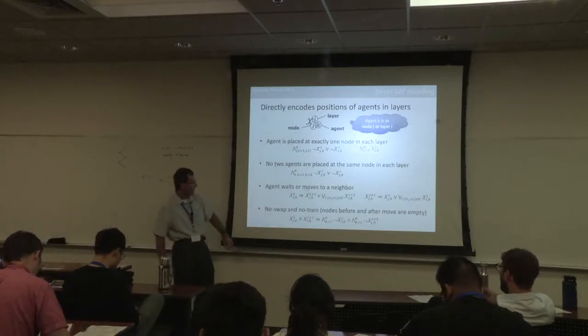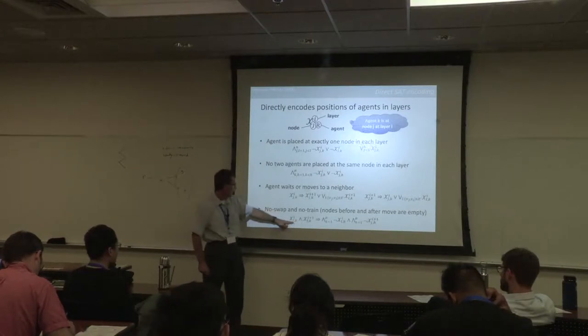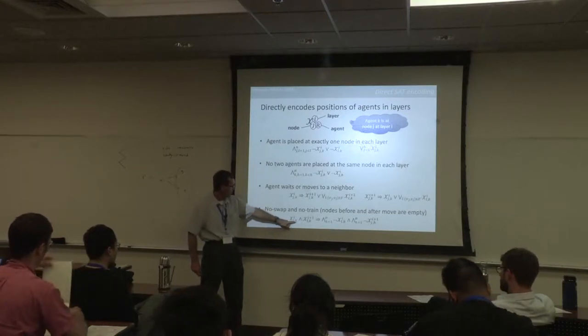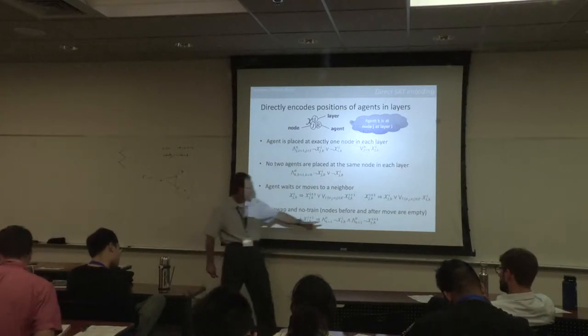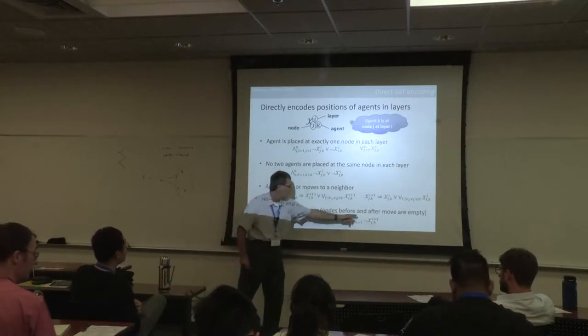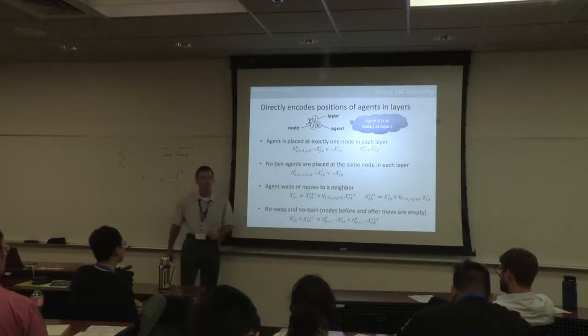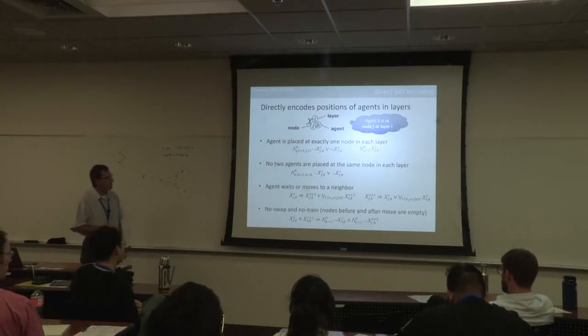And if you want to express the no swap and no train constraint, it can be done this way, meaning if the agent K is moving from node J to node L at time I plus one, then no other agent H is moving in the opposite direction from L to J. Okay? So this is the no swap constraint. As you can see, this is not that easy to read.